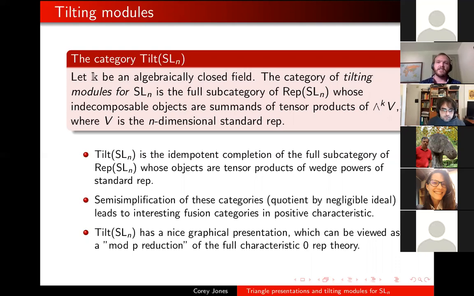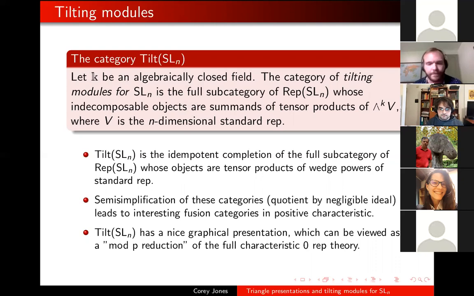Another way to say it is, if you take these fundamental reps as these wedge powers of the standard rep, and you take the full tensor subcategory of rep SLN generated by those, you could just take the idempotent completion. And that's the same thing as taking summands in some sense. Okay. And so why are people?